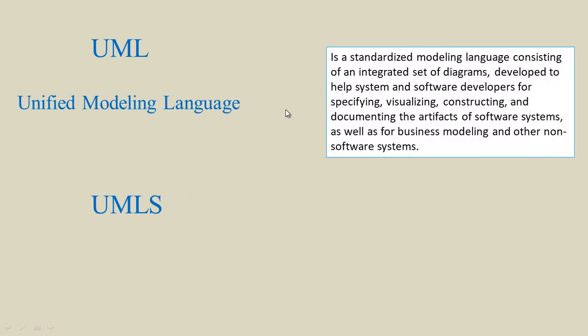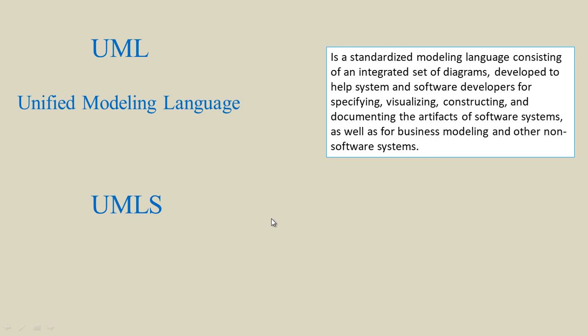UML, Unified Modeling Language, is a standardized modeling language consisting of an integrated set of diagrams developed to help system and software developers for specifying, visualizing, constructing, and documenting the artifacts of software systems as well as for business modeling and other non-software systems.